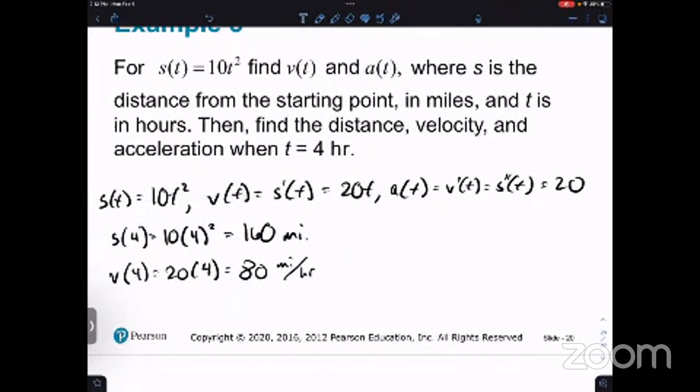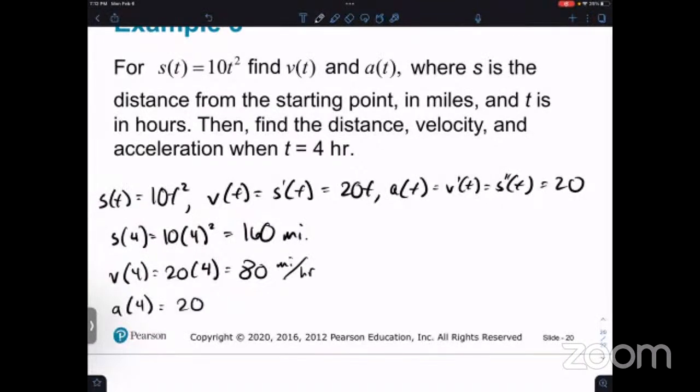The acceleration after 4 hours is going to be 20 miles per hour squared. That's the rate of change of your speed. So we got these results, right?